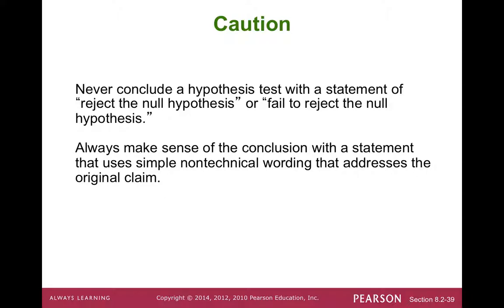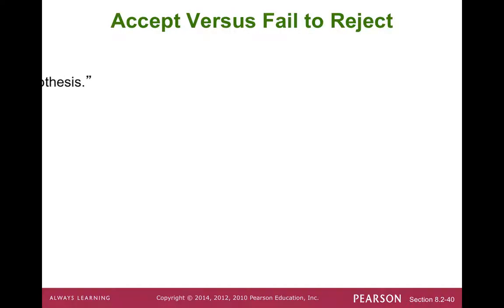You never want to conclude a hypothesis test with that you rejected the null or you failed to reject it. The reason is that's a little confusing to people that don't understand statistics. So you always want to make sense of the conclusion with a statement that uses simple, non-technical wording as opposed to using statistics language when you're drawing a conclusion.